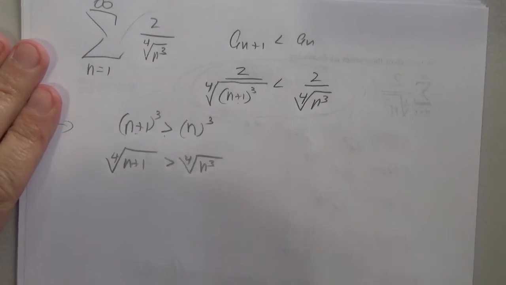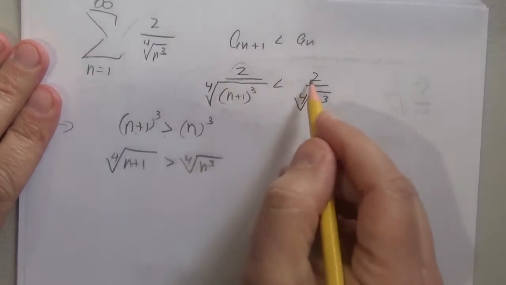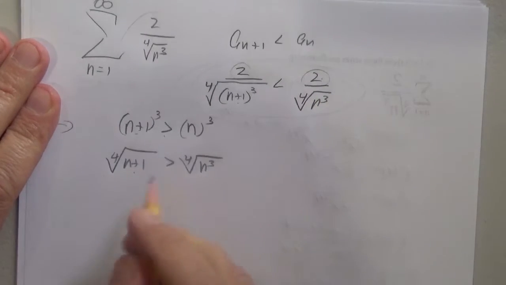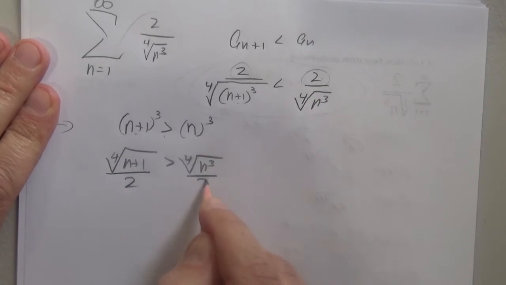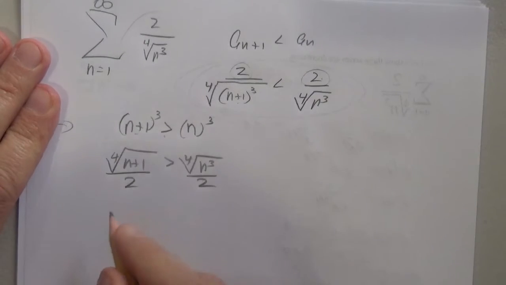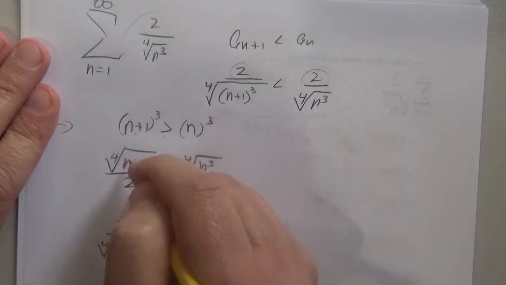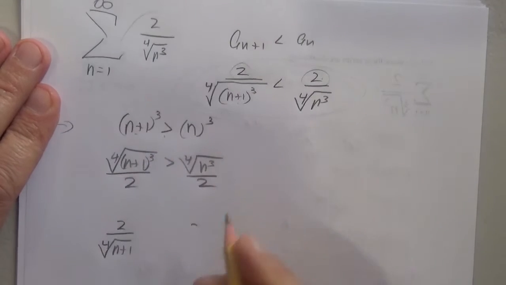And now what I'm going to do is I need a 2 in this thing here, but notice it's in the numerator here. I'm going to put it in the denominator here. So again, I'm going to divide both sides by 2. And then the final thing I'm going to do is I'm going to flip both sides. So I get this, sorry, I missed a cubed here. Cubed. 2 over the fourth root of n cubed.